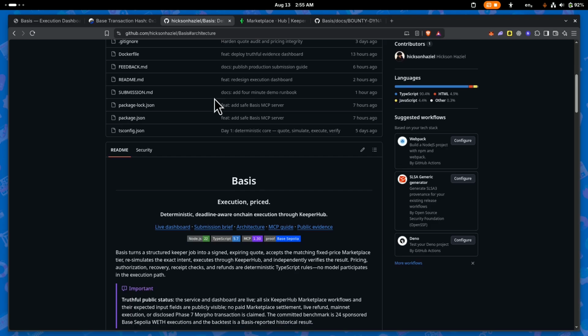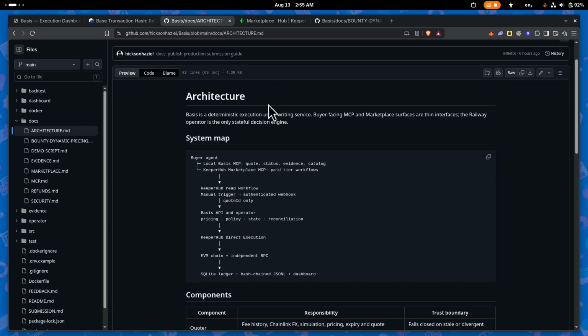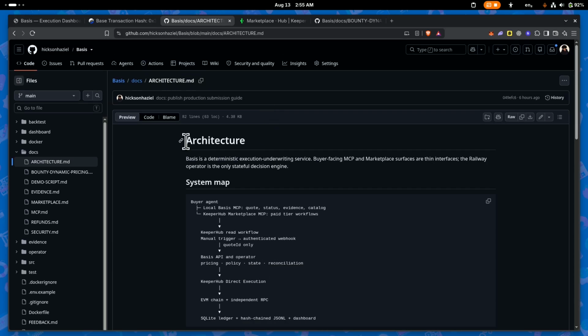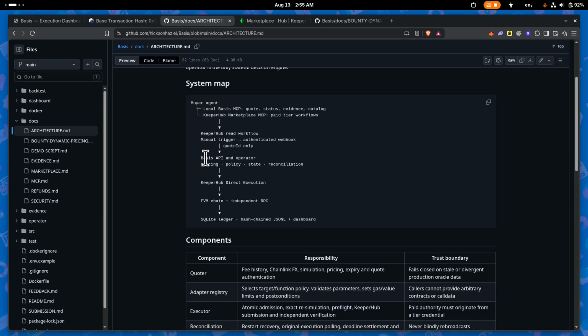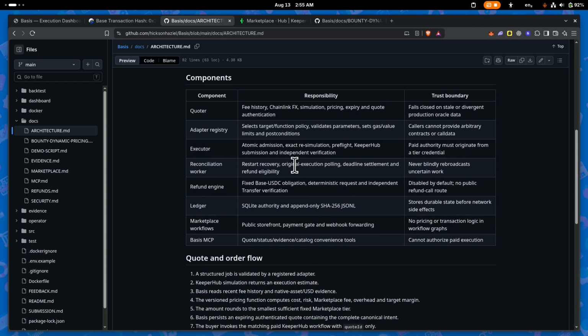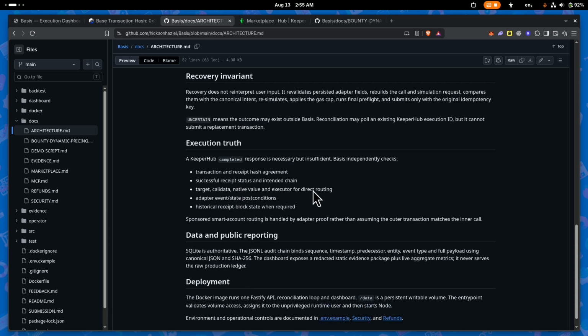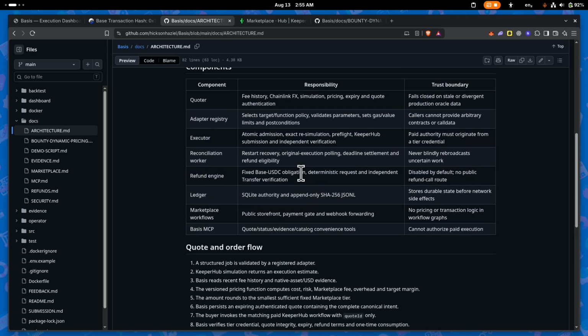And here we have the architecture. The buyer agent discovers Basis through MCP, free quotes, and status calls the Basis operator. Paid execution must enter through the matching KeeperUp marketplace tag, which forwards only a code ID, and the operator owns the pricing adapter policy, idempotency and recovery, and independent verification. KeeperUp owns simulation and transaction execution. The chain supplies the final receipt. And that's all for the architecture.